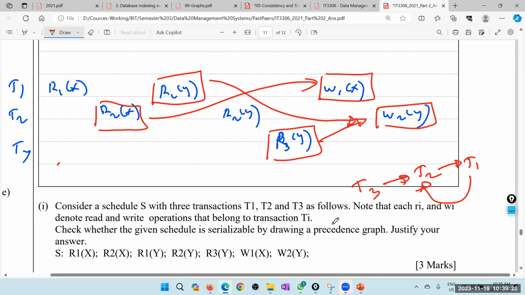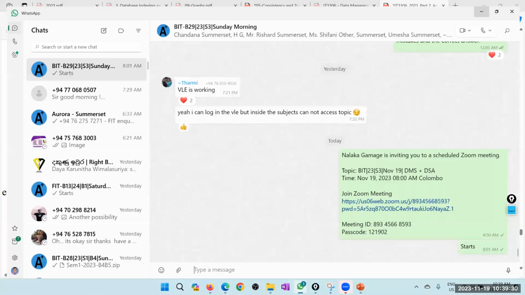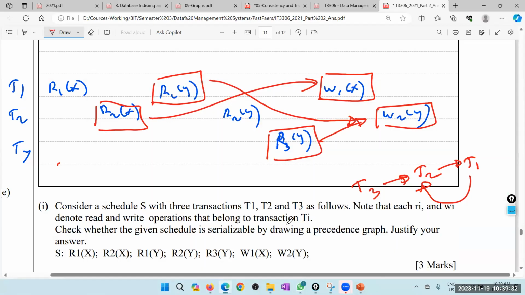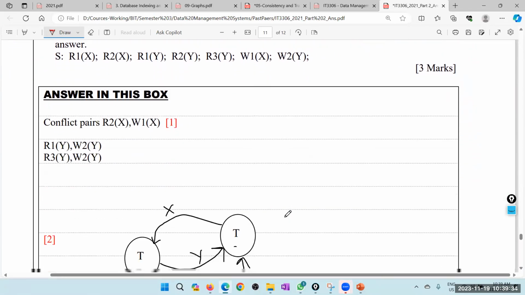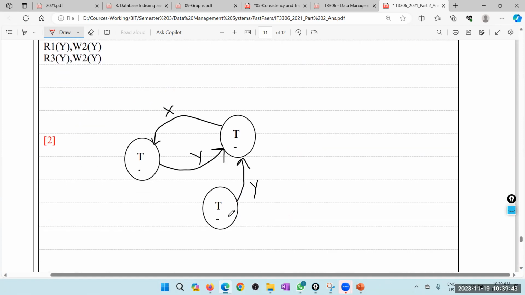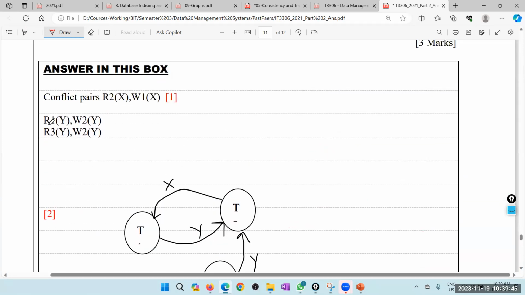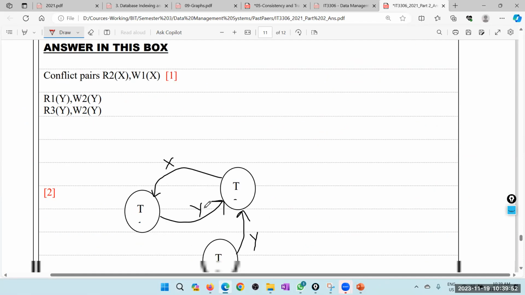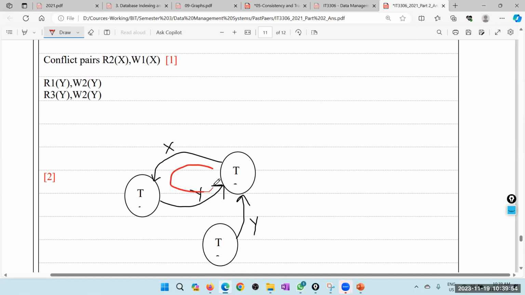Anyone got the answer? So you can see it has not clearly shown it. Definitely there are cycles. Okay. Conflict pairs are there. Right. So you can even write the conflict pair. Usually drawing the dependency graph is okay because you can see there's a cycle. But you can show the conflict pairs also because the examiner might give you marks for that also.